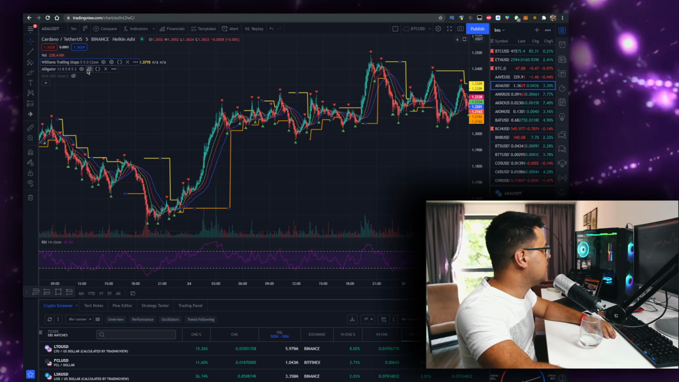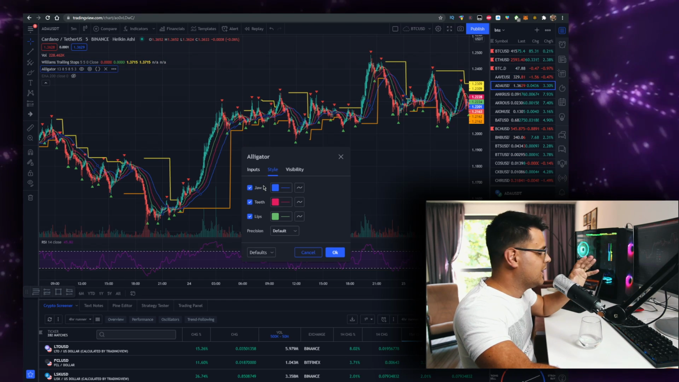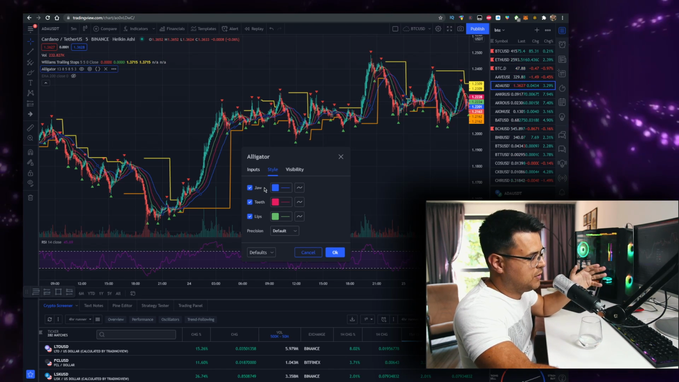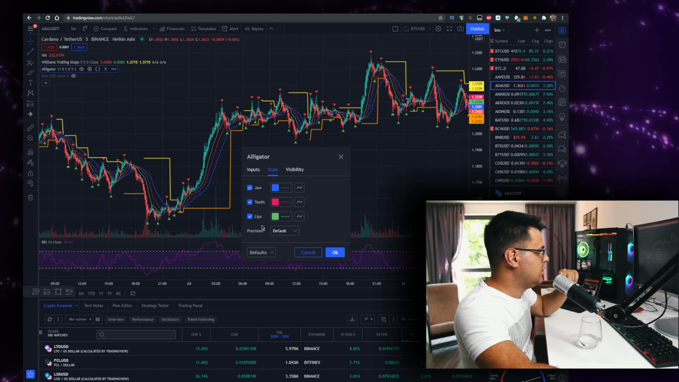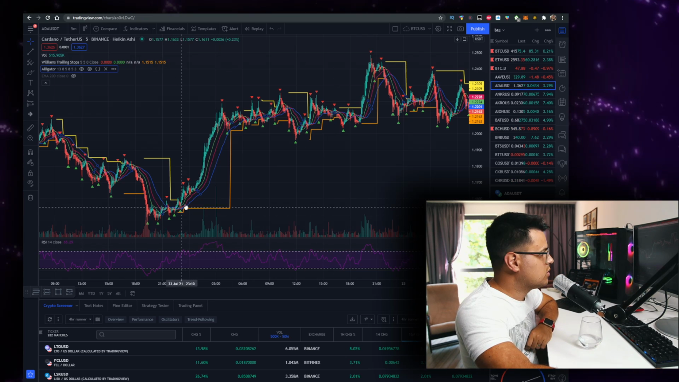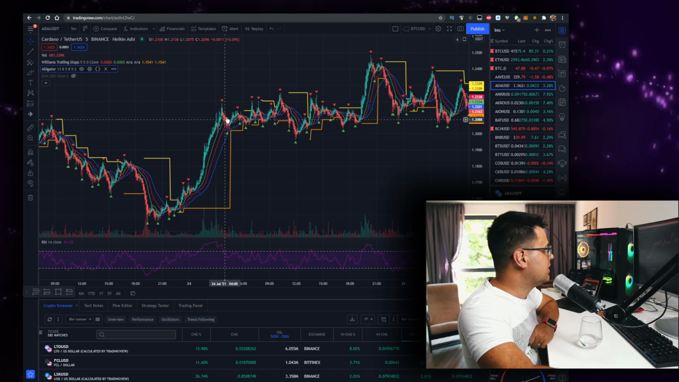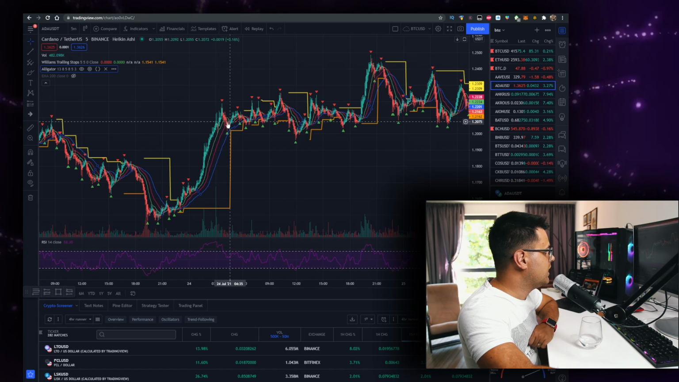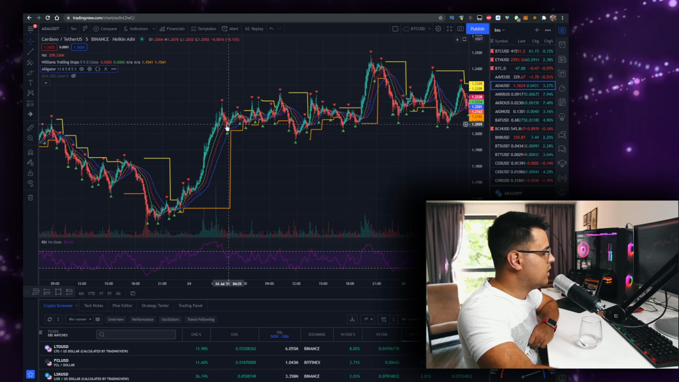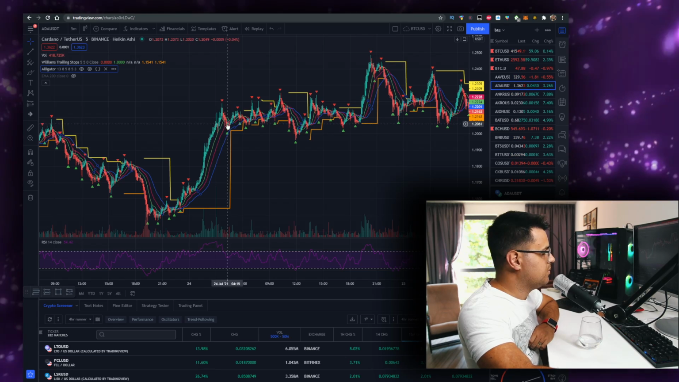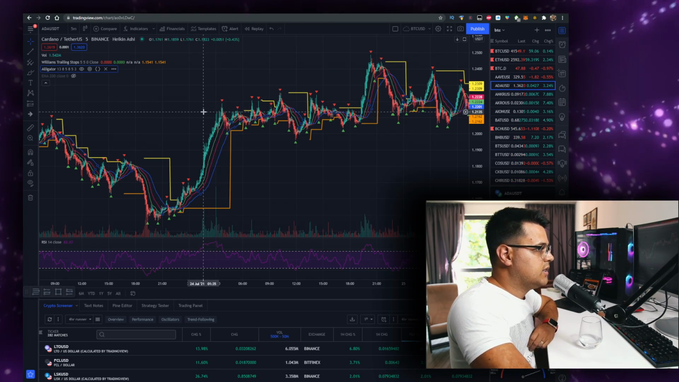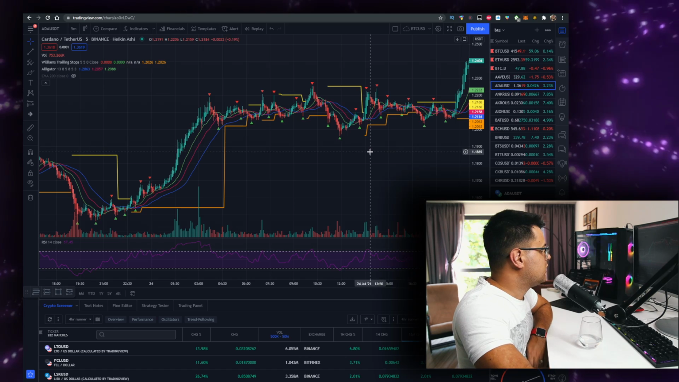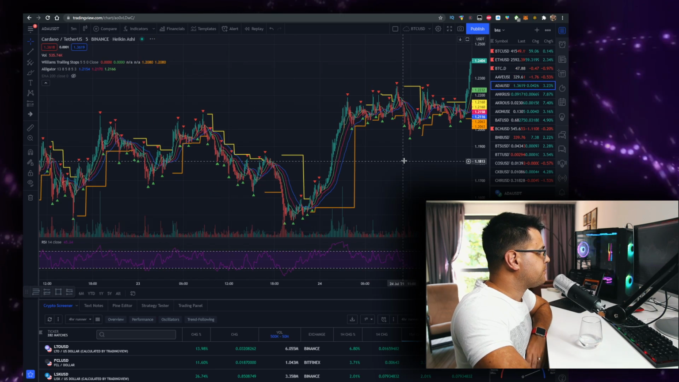As you can see, it consists of 3 lines, and it works similar to moving averages: jaw, teeth, and lips. And it goes up, and when the green line starts to go down and the red one crosses the candlesticks, again, it's time to sell. I'll zoom in a little bit so you can get a better understanding.